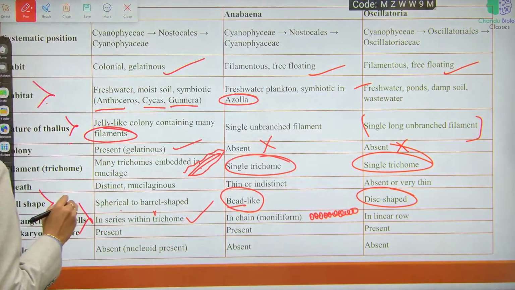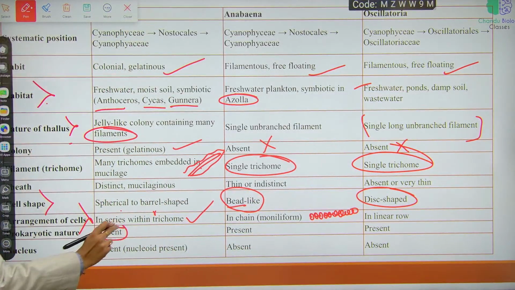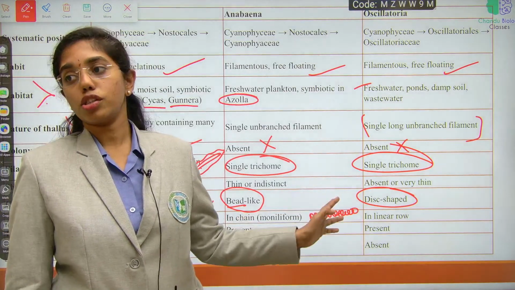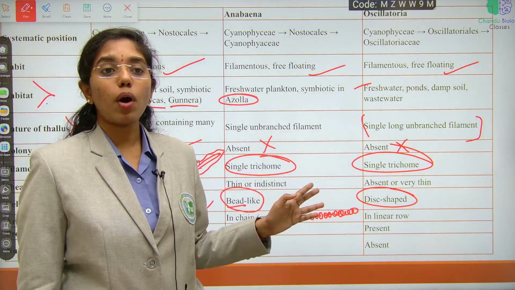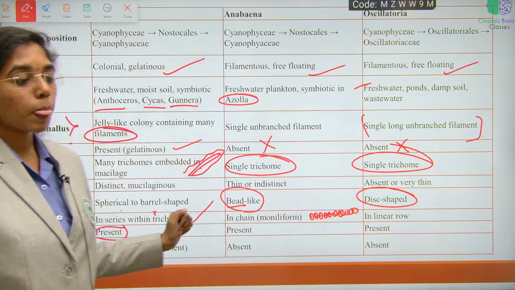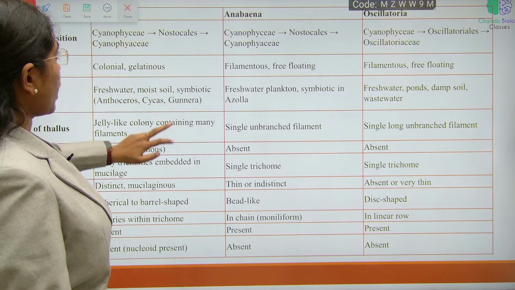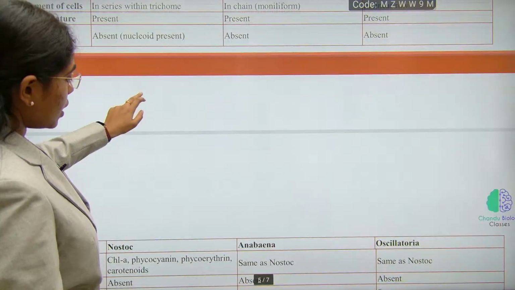Next, prokaryotic nature is present in Nostoc, Anabaena and Oscillatoria because they are having what cells? Prokaryotic cells. There is no proper membrane bound nucleus. Nucleus is absent in all of them because they are what? Prokaryotic cells. Cell nature is prokaryotic.